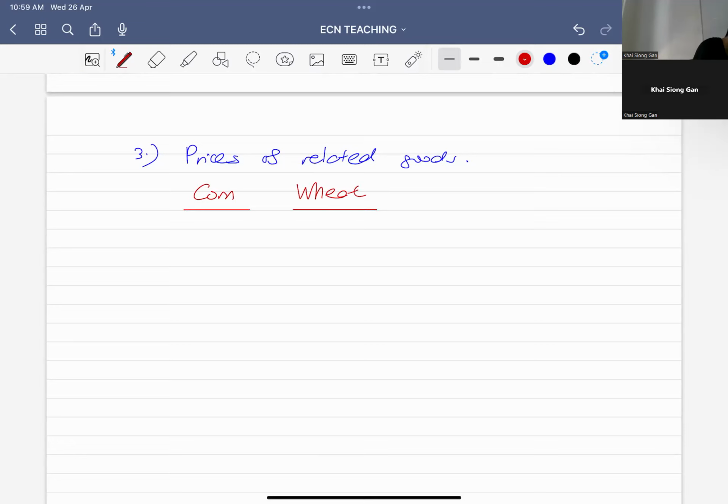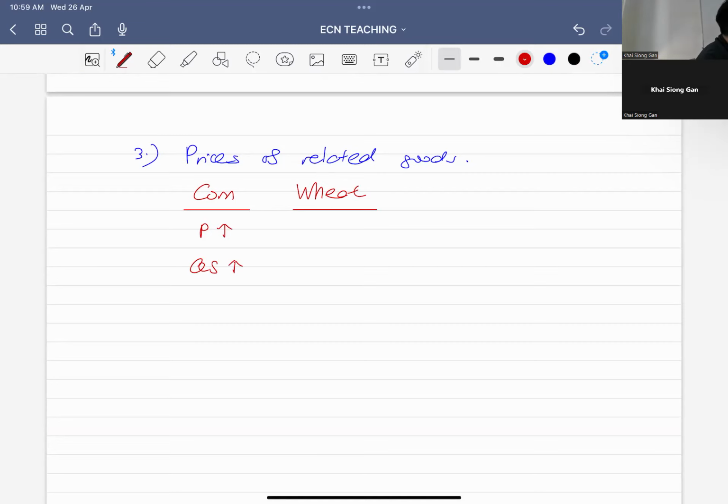Now, let's say, for example, the price of corn has increased. Do you still want to produce corn? You want to produce corn or not when the price increases? You are a producer, correct or not? So it's more profitable for you to do so. Therefore, when the price of corn increases, yes, you want to produce more corn, so the quantity supplied of corn increases.